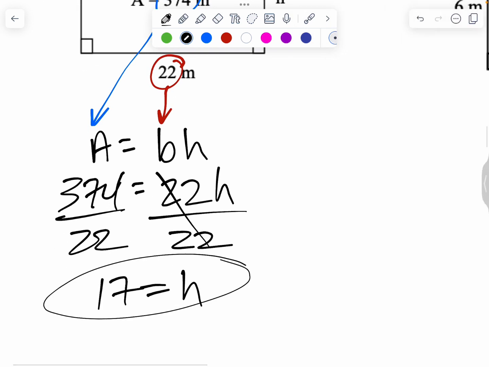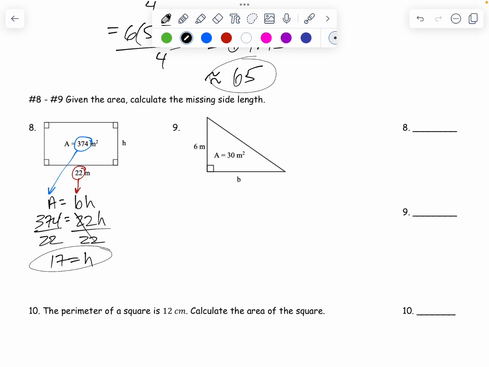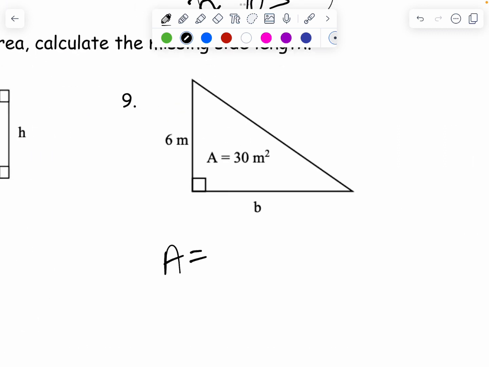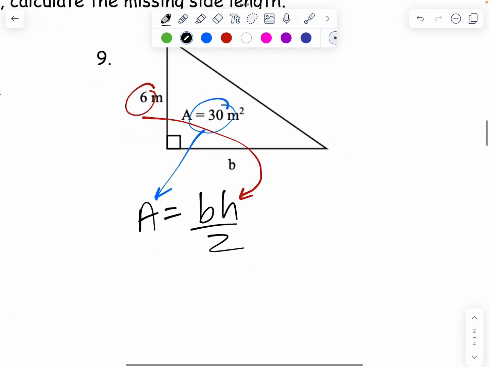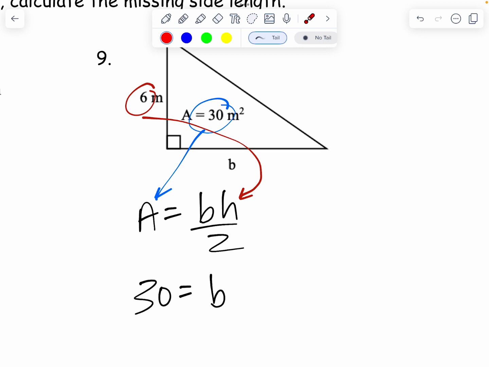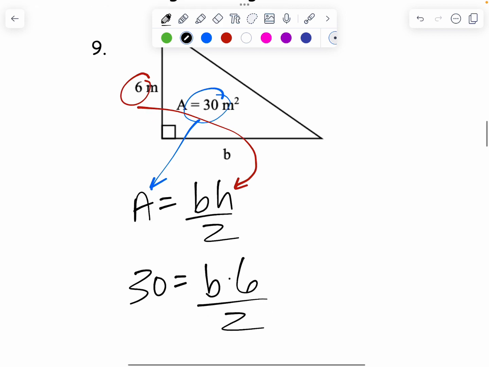Cool. We're going to do the same thing for the triangle problem. I'm going to take A equals BH divided by 2. Check that on your note card. It is there. The area is 30. I don't know the base, but I do know that the height is 6. So I'm going to plug in those numbers. So area is 30. The base I don't know. I'm leaving it as a B because look, it's a B right here. I have to figure it out. The height I said was 6. And can't forget to divide by 2.